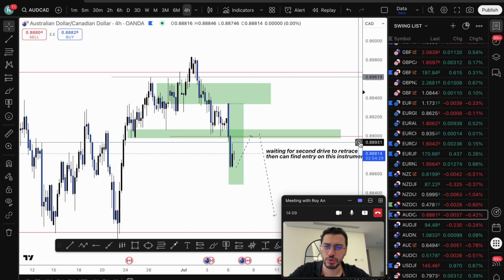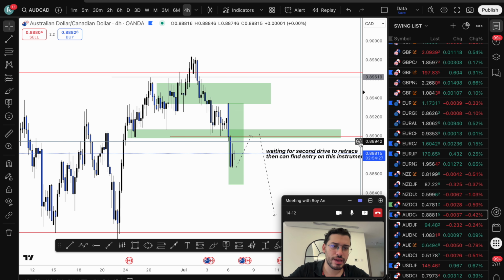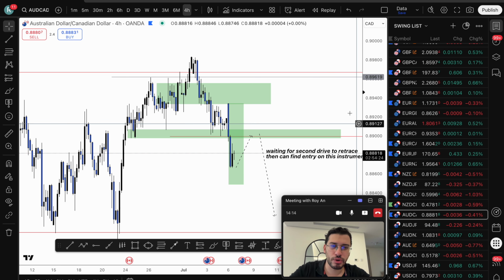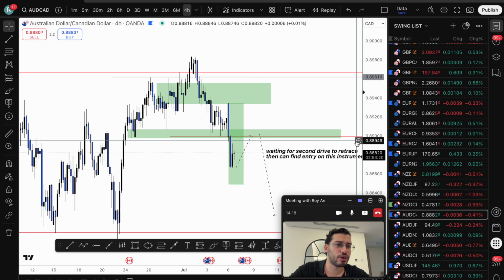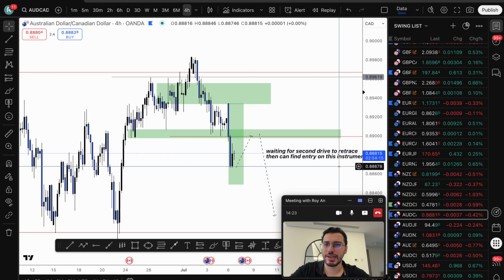I have placed an alert right here. I don't know why it's not showing on this laptop. Maybe it's because I placed it on my monitor and it still didn't update on this chart, but I have an alert right here on around 0.89, this area right here. We'll see how that specific trade goes.